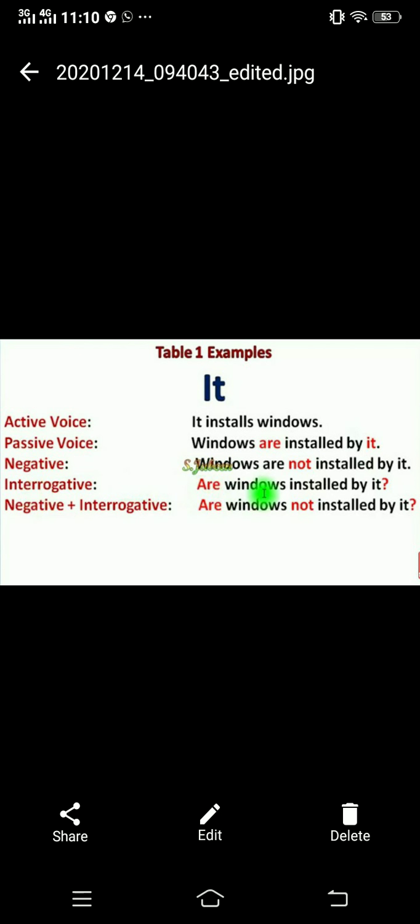The use of it is quite simple and easy. It installs Windows. Windows are installed by it. Windows is plural, that's why we will write the verb form are here. Windows are not installed by it. Are Windows installed by it? Are Windows not installed by it?